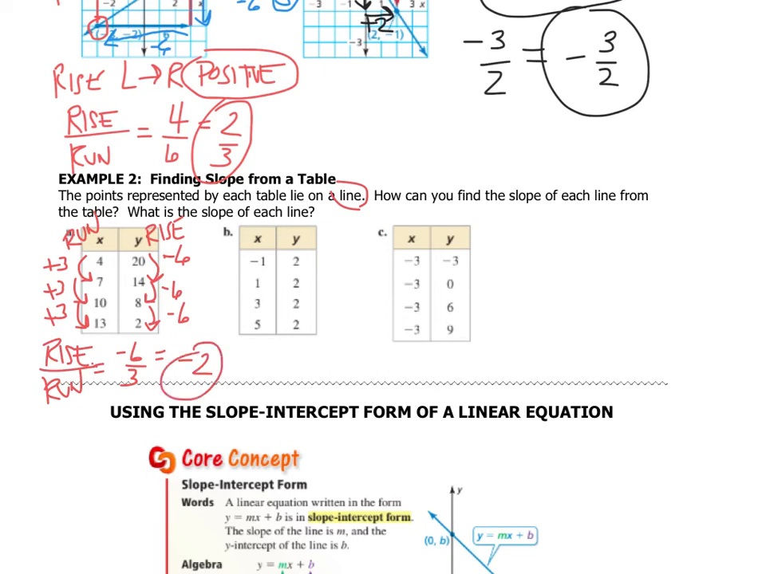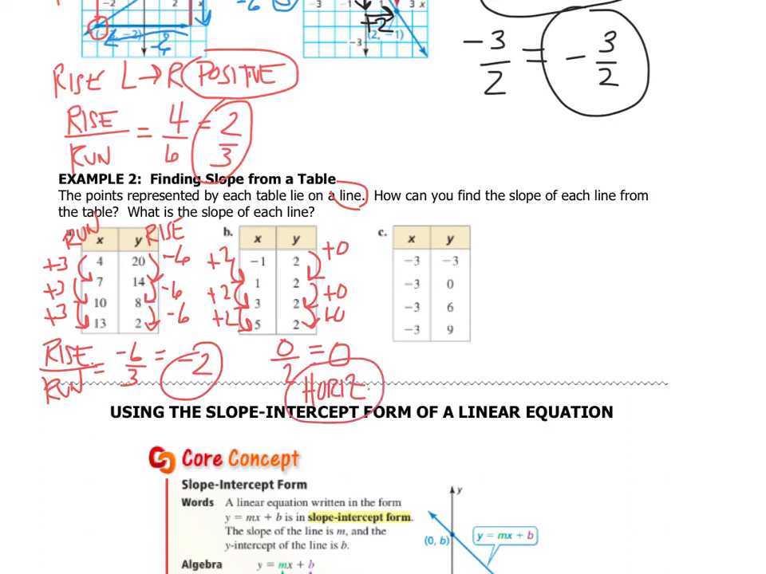Looking at the next one, again, the y's rhyme with rise. How do I go from here to here with addition or subtraction? It is plus 0, plus 0, plus 0. The run is going to go plus 2, plus 2, plus 2. So I get the rise of a 0 over the run of a 2. 0 divided by 2 is 0. And again, that is going to give me the horizontal line.